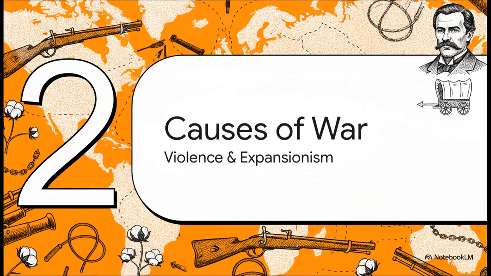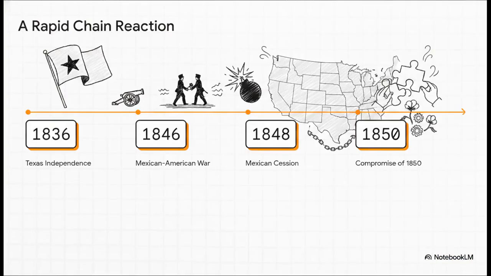Moving right along to Section 2, Causes of the War, Violence and Expansionism. Take a look at this timeline because it really forms the chronological spine of our cause and effect story today. Notice how incredibly fast this all happens?